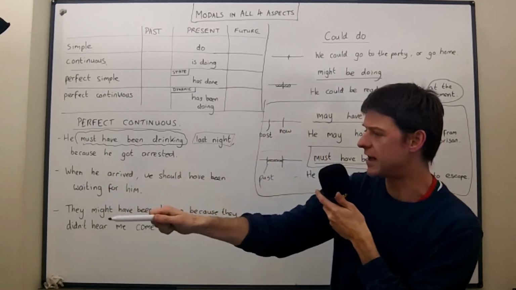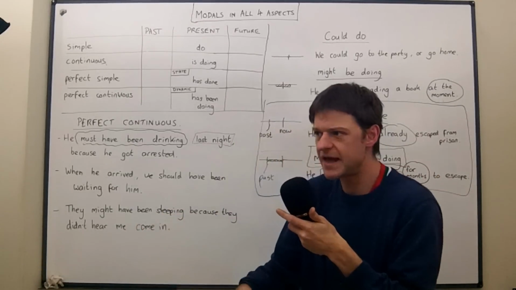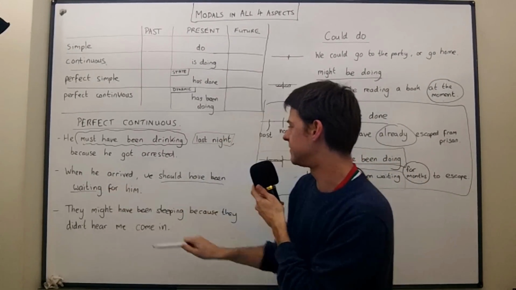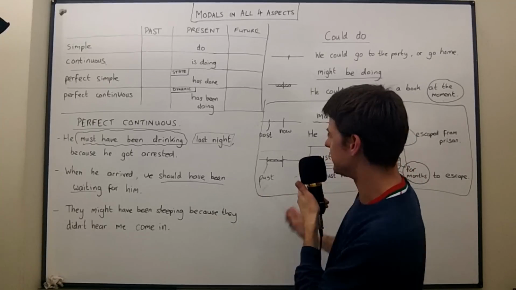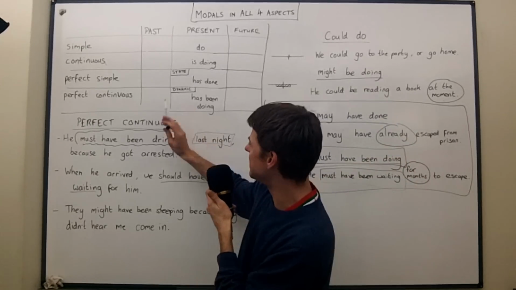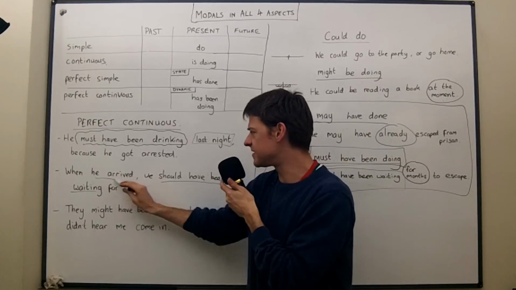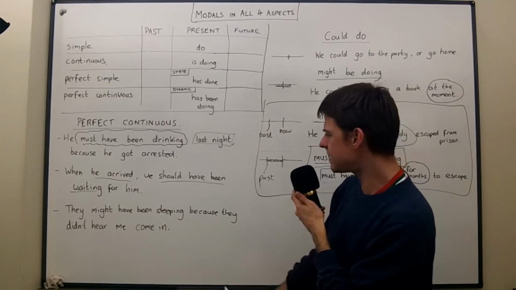Here it's an interrupted moment as well. When he arrived, we should have been in the middle of waiting for him. We should have been there waiting for him. We should have been waiting for him. Yeah, this is interrupted as well. That's why it's perfect continuous. It's a dynamic verb which is often in continuous as well, and it's interrupted by the arrival. So when he arrived, we should have been waiting for him.